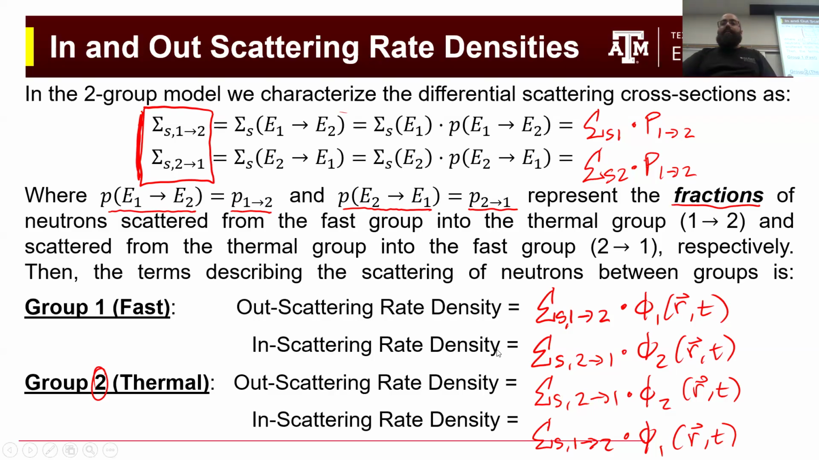If I look at my in-scattering rate density for the fast group, it's exactly the same formulation as the outscattering rate density from the thermal group, because that's saying I have thermal neutrons that are scattering out of that thermal group into the fast group. And if something scatters out of the thermal group and into the fast group, it's a loss for the thermal group and it's a gain for the fast group. And then opposite with the outscattering rate density from the fast group, it's exactly formulated the same way as the inscattering rate density for the thermal group, because I'm getting scattered out of the fast group and all of those neutrons go into the thermal group.